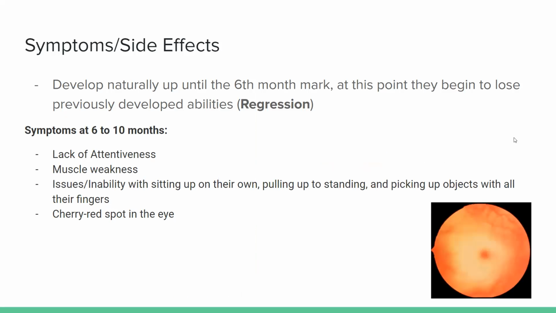So symptoms start occurring at the 6-month mark in an infant. And this is the point where they begin to lose abilities that they've gained. So they regress. And then the disease will continue to progress from here and get worse.